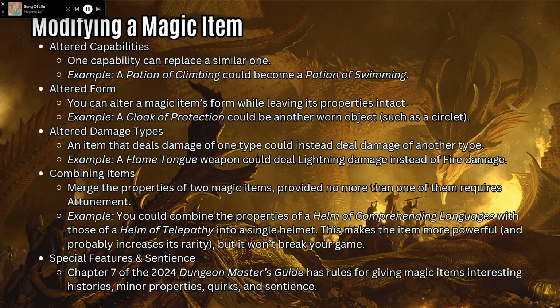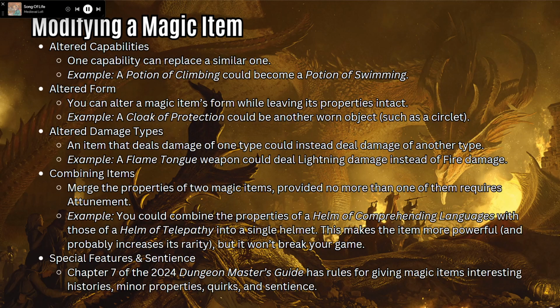You can also combine the properties of two magic items, provided that no more than one of them requires attunement. And in doing so, you can create a new magic item via that path. For example, you could combine the properties of a helm of comprehend languages and those of a helm of telepathy into a single helmet. This may make the item more powerful, so you may need to increase the rarity of the item, but it shouldn't break the balance of your game doing so, which is nice.